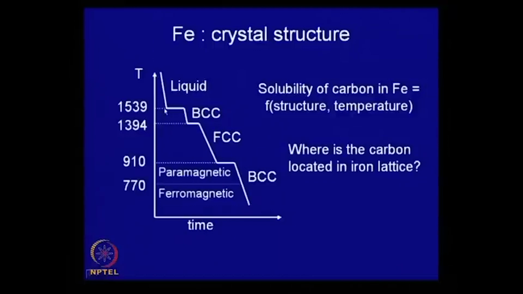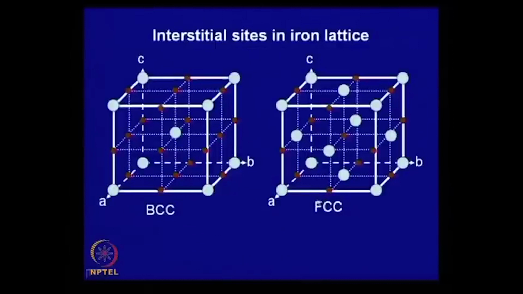Now, if you add carbon, of course, this cooling curve will change. And how does it change? This will depend on the extent of solubility of carbon in iron, and this solubility depends on the crystal structure as well as the temperature. Now, the question comes, where is the carbon atom located? If it dissolves in iron, where will the carbon atom go? And this is shown in the next diagram.